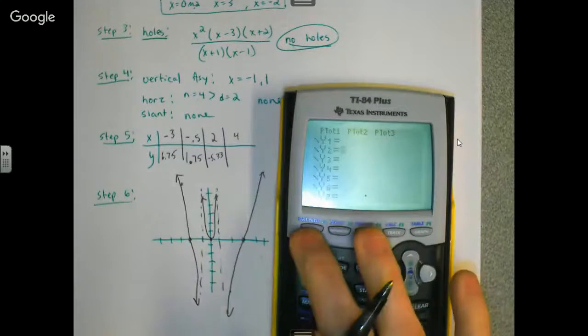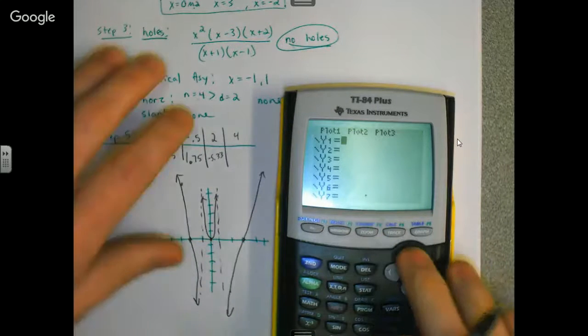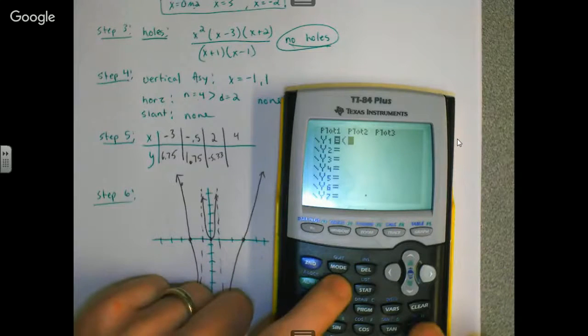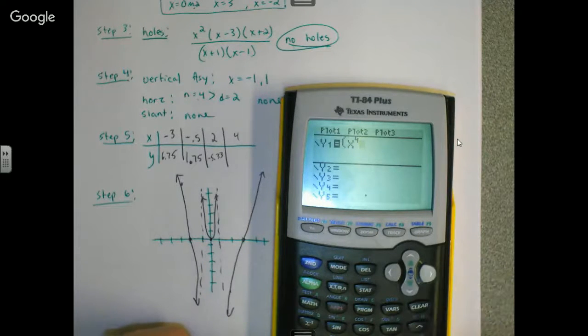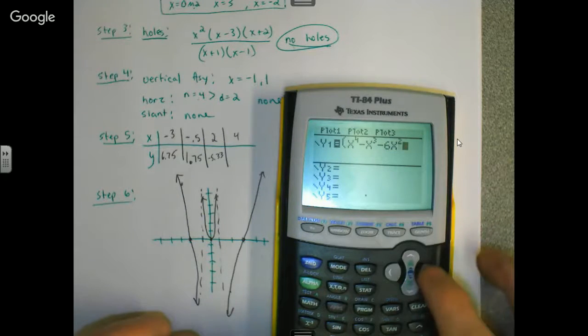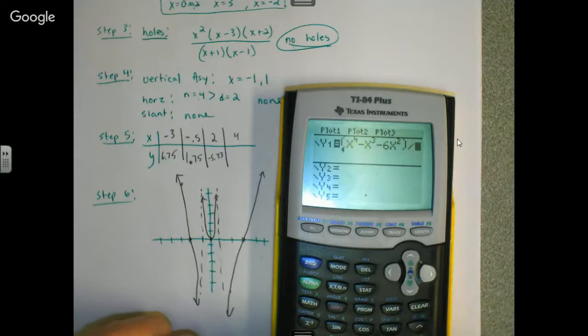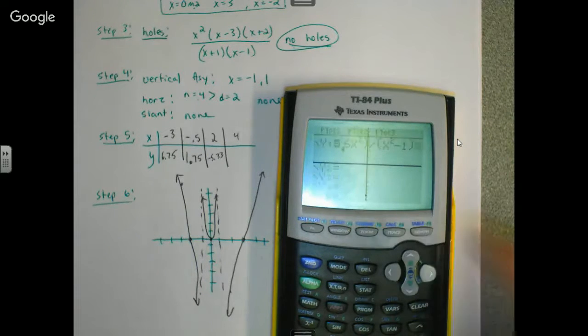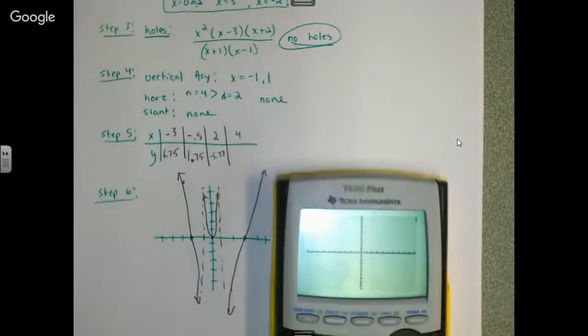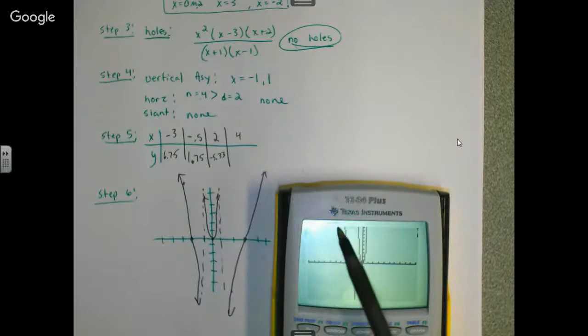Again, let's check it out on the calculator. So you have x to the 4th minus x to the 3rd minus 6x squared divided by x squared minus 1. We can kind of see we approached here, we bounced here, and we went up that way. Okay.